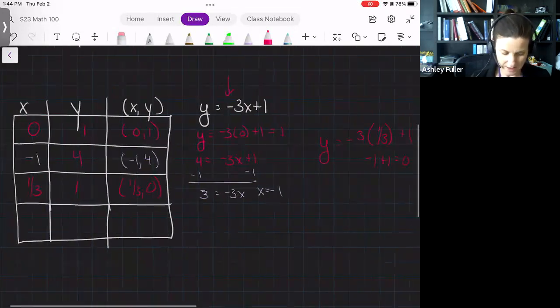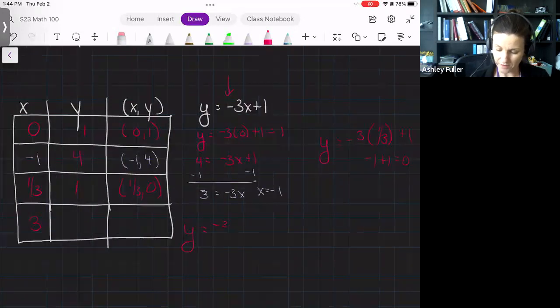And last but not least, if I have perhaps 3 for x, -3 times 3 plus 1 gives -9, plus 1 is -8. These points can then be plotted on a coordinate plane using the x and y values.